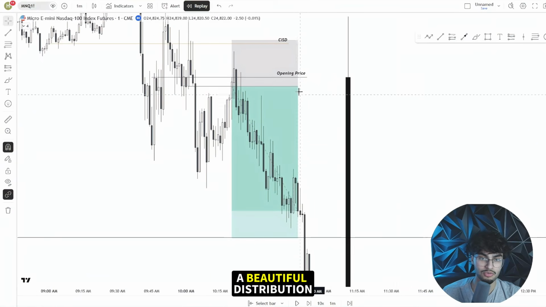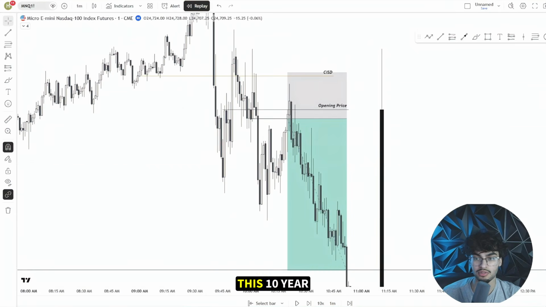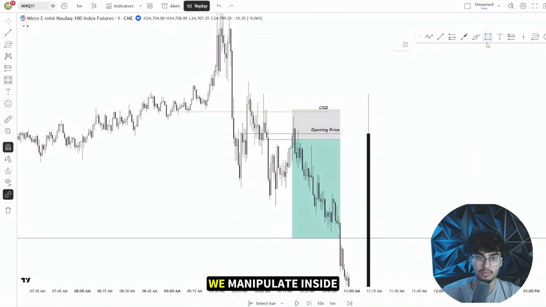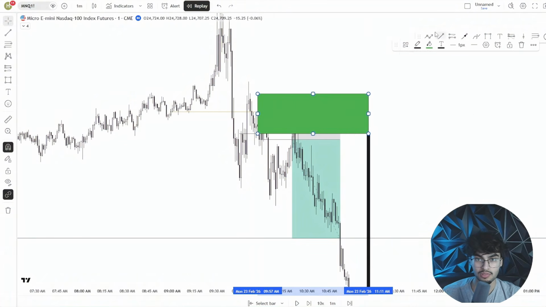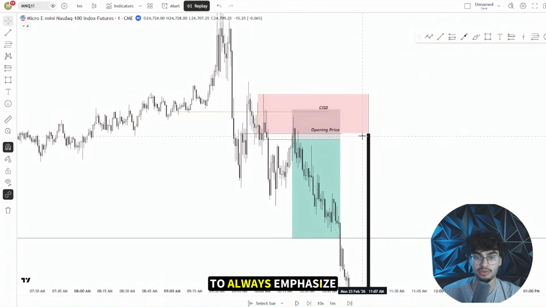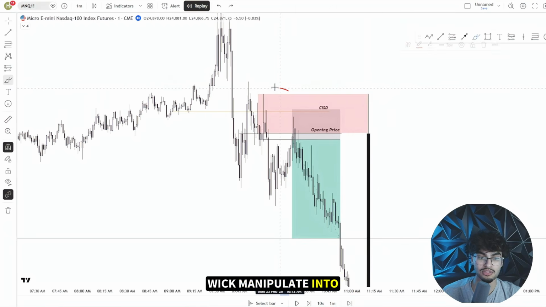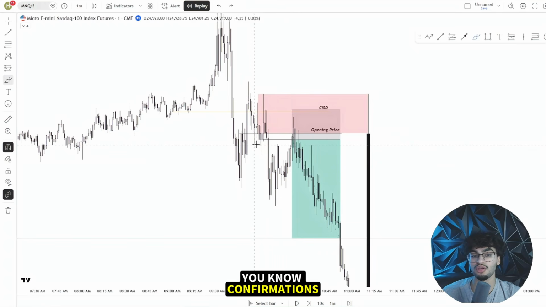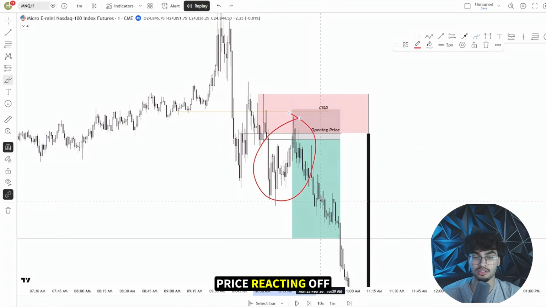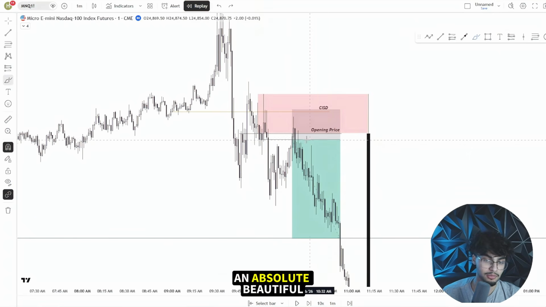And we get a beautiful distribution aligning ourselves with this 10 a.m. AMD model, right? We manipulate inside of this wick right here, and that's what we want to always emphasize: seeing your top wick manipulate into a hard time frame PD array, and then trading away from confirmations of price reacting off of that PD array. So this is an absolutely beautiful setup.